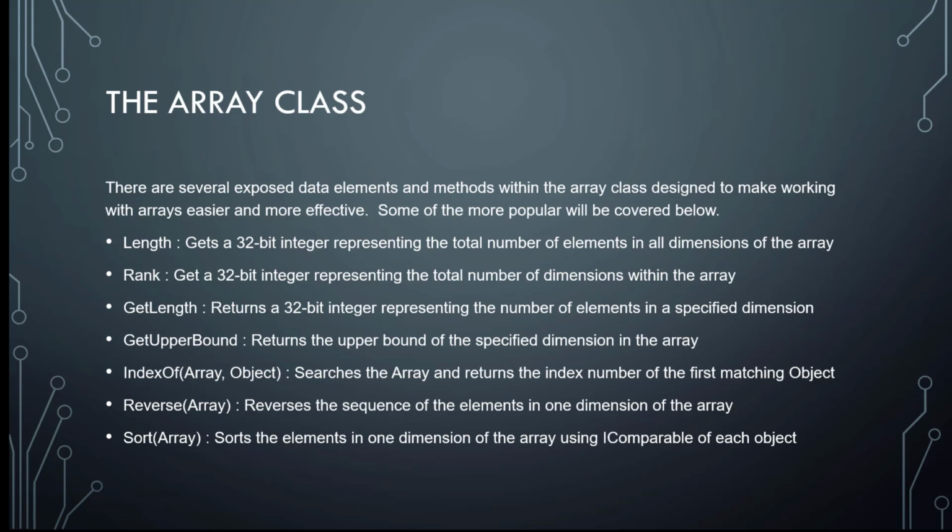You could also type in array.reverse and then pass in your array in between the parentheses, and it would reverse the sequence of the elements in one dimension of the array. And finally, you can also use it to sort the elements in one dimension of an array using the dot sort method. I put in here that it uses comparable of each object. We'll learn more about that later. So don't let that confuse you, but just know that you can sort your arrays.